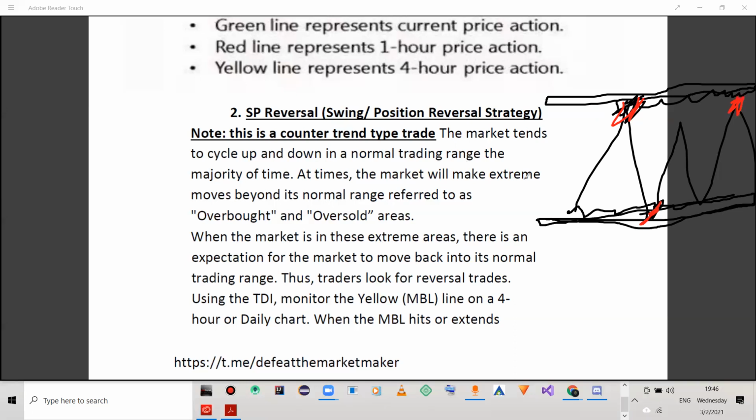So this simply means, as we all know, once the price goes, it will have to come back, and it will come back at some point of time. So that is what this section means, the sentence that I've just read to you. Thus, the traders look for reversal trades, and those traders are us.